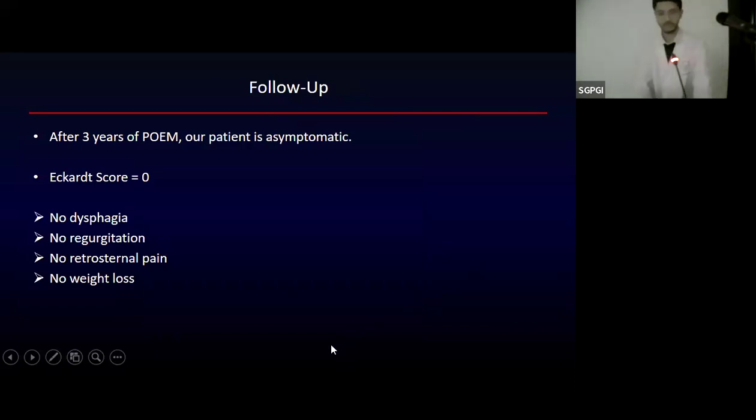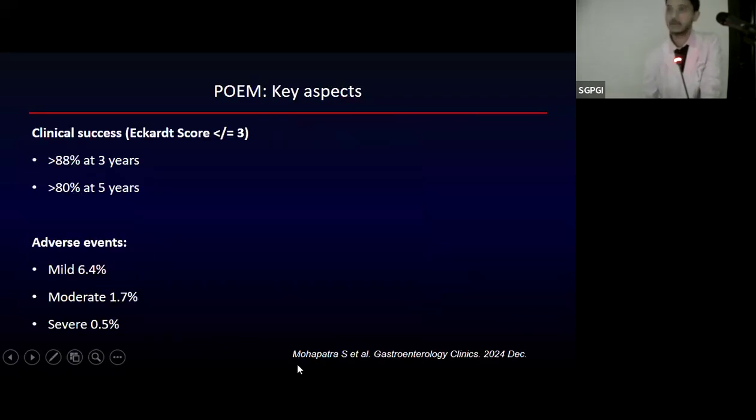Having done this procedure 3 years back, the patient is under follow-up and he's doing perfectly fine. Now coming to a few key aspects of the POEM procedure, the clinical success defined by an Eckardt score of less than or equal to 3 is more than 88% at 3 years and more than 80% at 5 years. Adverse events are usually mild to moderate, the severe ones being less than 1 percent.